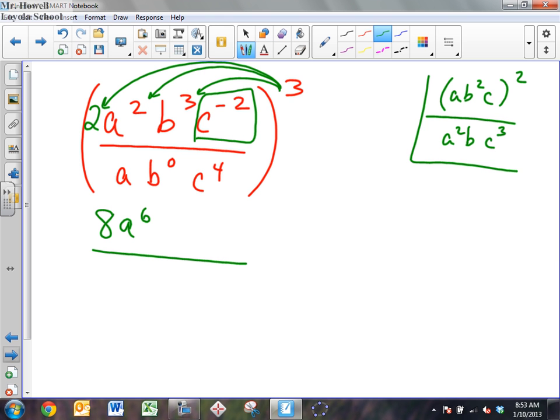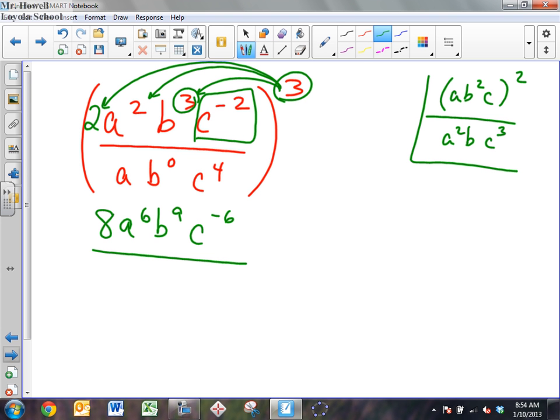Okay, so what about the B part here? I'll have B to the 9th. Okay, again, because I'm doing this 3 times this 3 right here. B to the 9th. And the last portion, C to the negative 6. Where did the negative 6 come from? Just so I know. Okay. So negative 2 times 3 gives you negative 6.